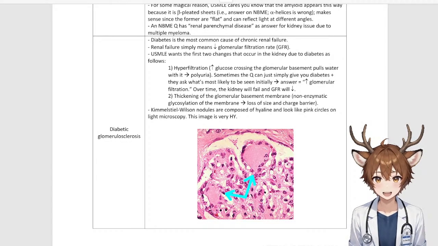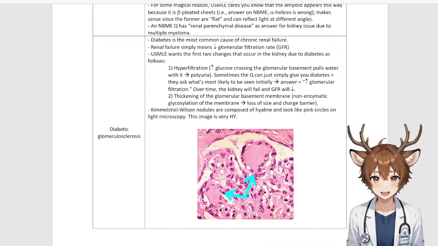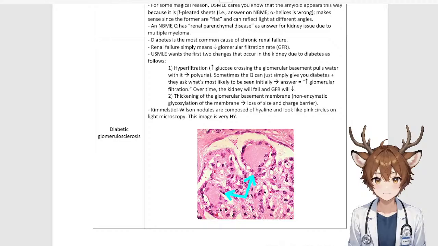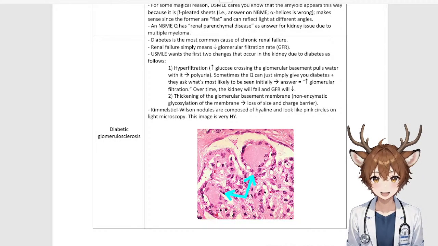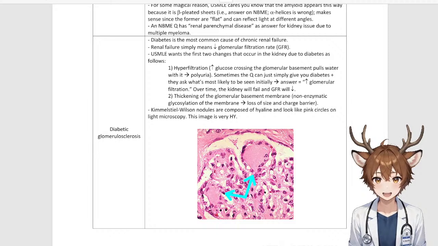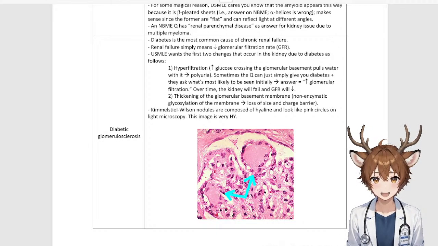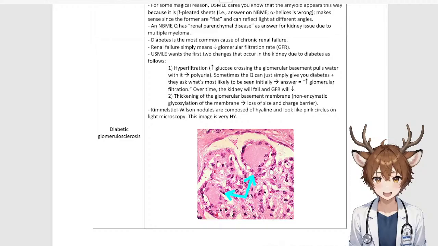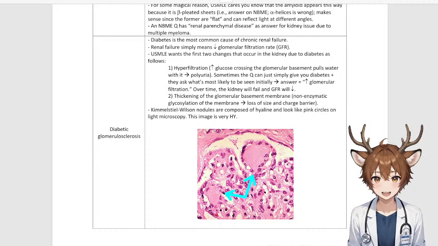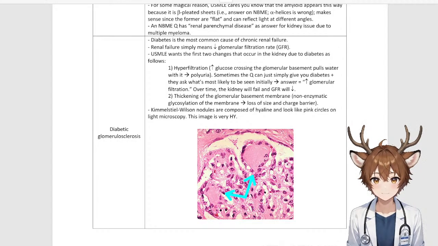Sometimes the question can just simply give you the diabetes, plus they ask what's the most likely to be seen initially. The answer should be elevated glomerular filtration. Over time, the kidney will fail and GFR will decrease. 2. Thickening of the glomerular basement membrane, non-enzymatic glycosylation of the membrane, loss of size and charge barrier.